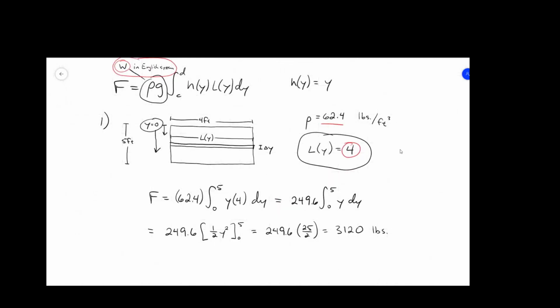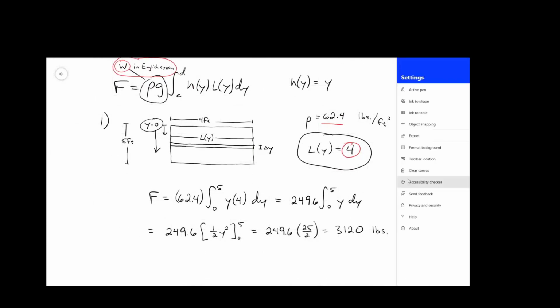Okay, let's try one where L of y is not just a constant. There's not really too many questions I can ask about this. In fact, this is pretty much it: how much force is being exerted on some kind of side of a tank or perhaps a dam. So on the test, you're not going to get one as simple as number 1. It'll probably be more like number 2 here, where the L of y is something that you have to figure out. It's going to be a function of y.